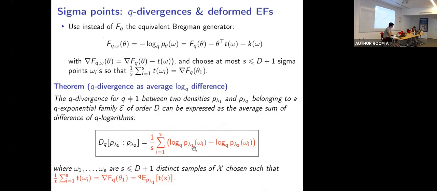Here we don't have a log density ratio, but a difference between deformed logarithms. Okay, so the details are inside the paper. And now the constraint to make the remaining terms equal to 0 is to have the sufficient statistic at the sigma points be equal to this Q expectation.